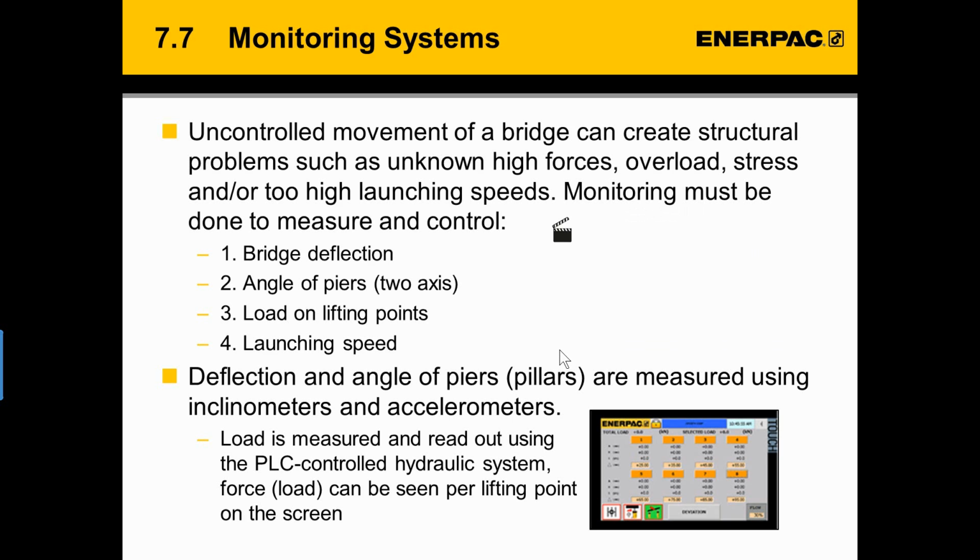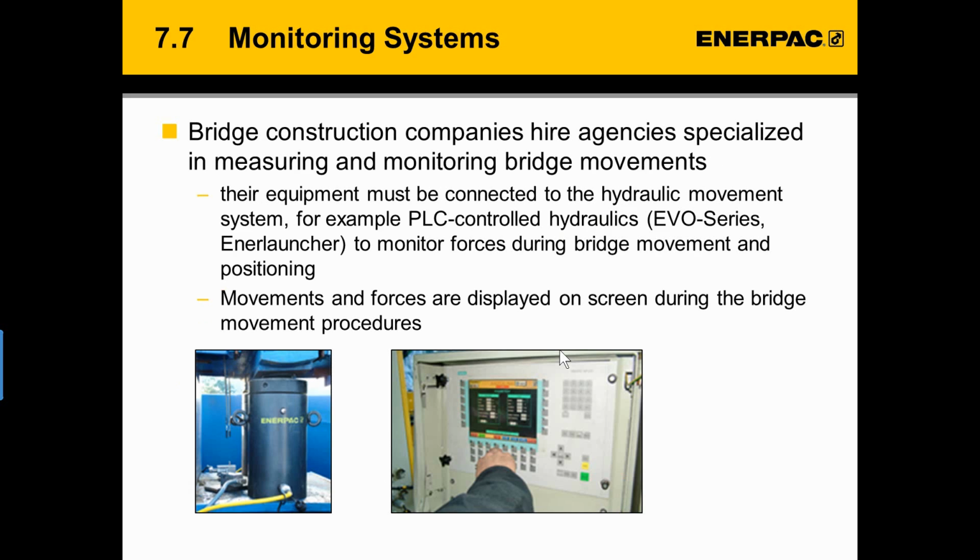In a bridge launching operation, the deflection and the angle of the piers or pillars are measured using inclinometers to measure inclination and accelerometers to measure the acceleration or speed of a bridge construction element. Specialized agencies are available to carry out the monitoring of the bridge construction for the construction companies. They will connect their equipment to the system controlling the hydraulic movements. Think of EVO and Enerlauncher.